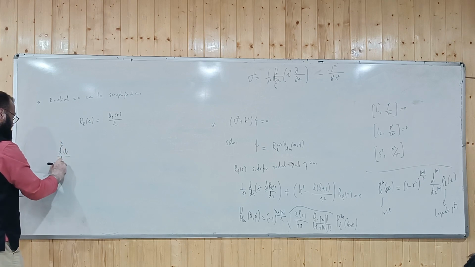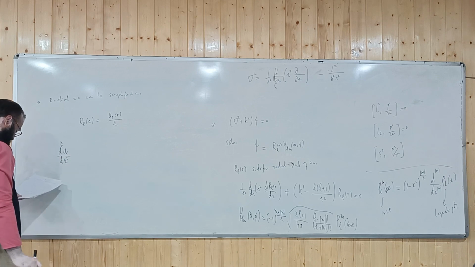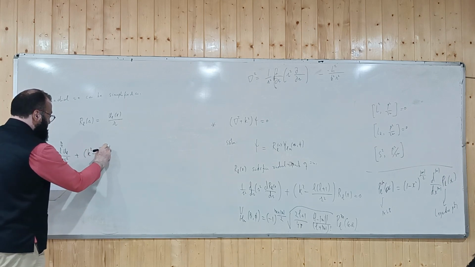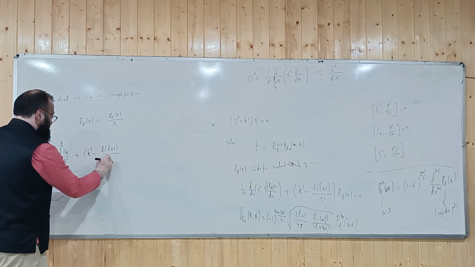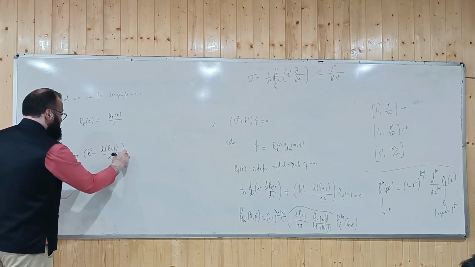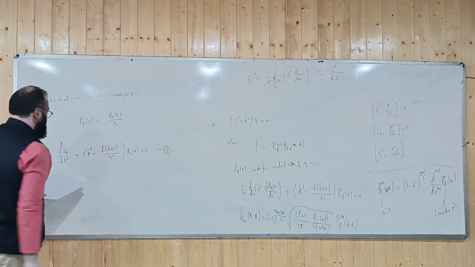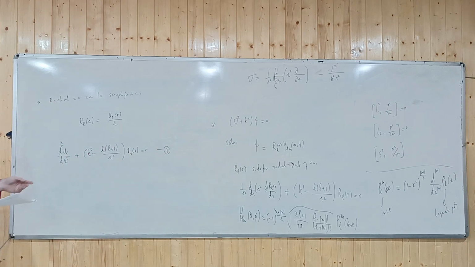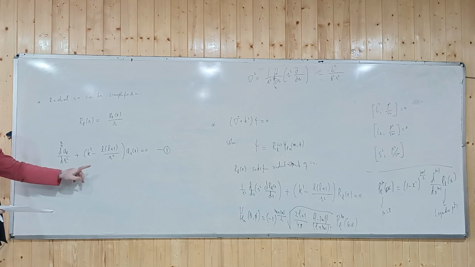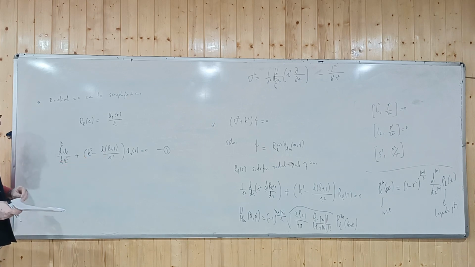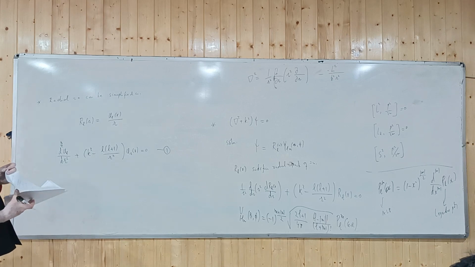d2u_L by dr2 plus k squared minus L into L plus 1 by r squared, times u_L, equal to zero. Let's call this equation 1. So it looks like a one-dimensional equation, and the solutions will depend on that. Can anybody tell me what the solution is?